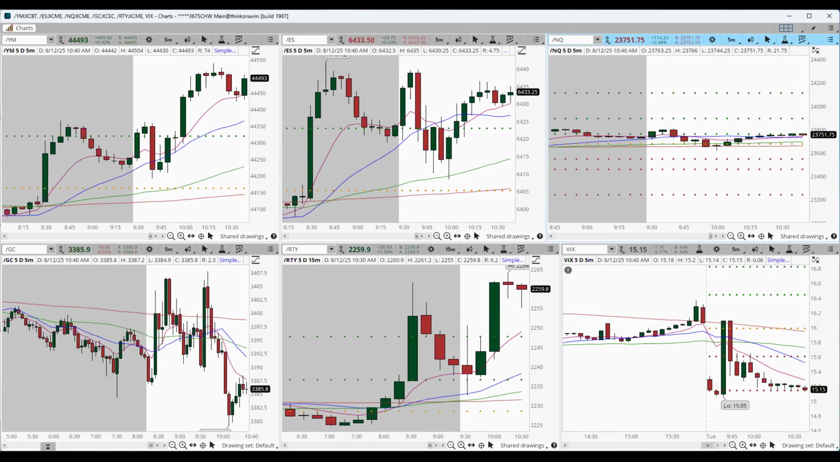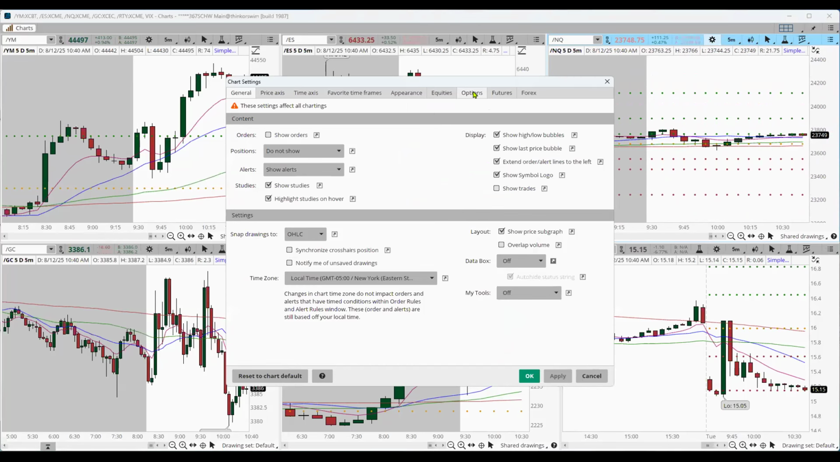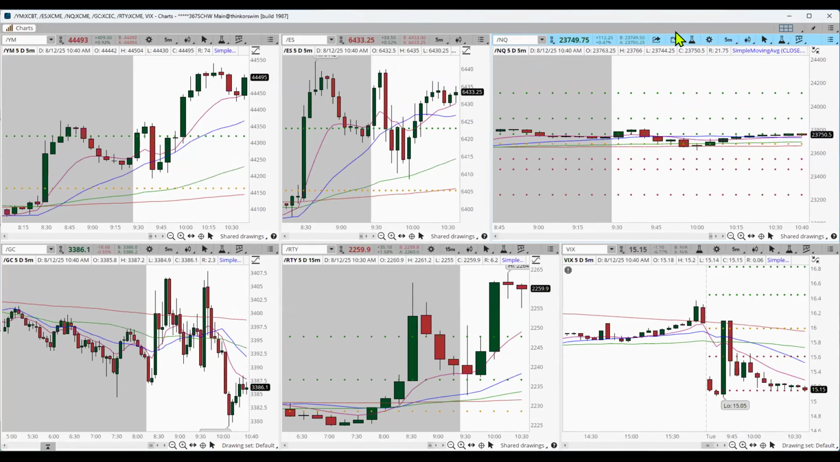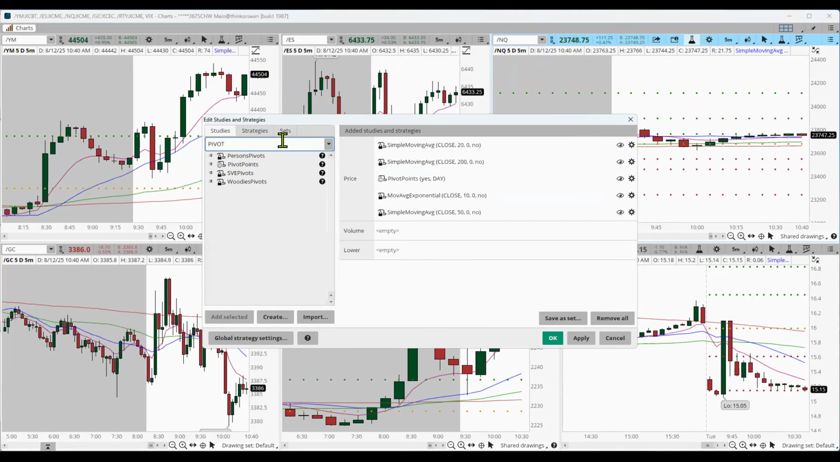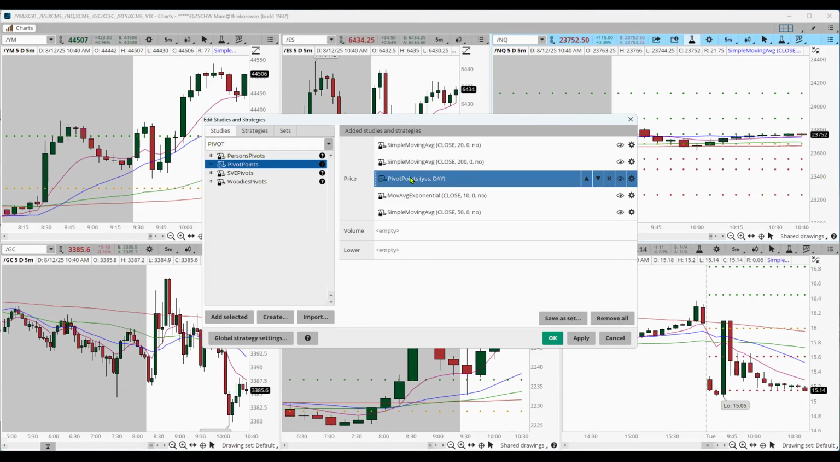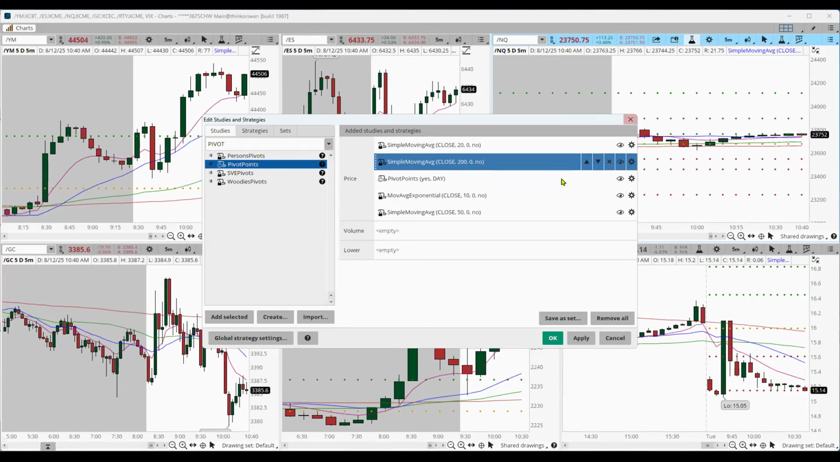These are simple daily pivot points. If you have the Thinkorswim platform, you can type in pivot points, and here they are. These are the simple, simple pivot points. Not Parsons, not SVE, not Woody's, not anything else. Just pivot points.